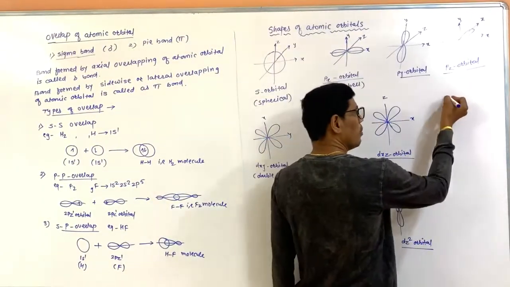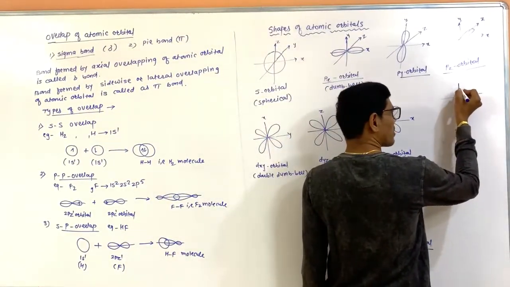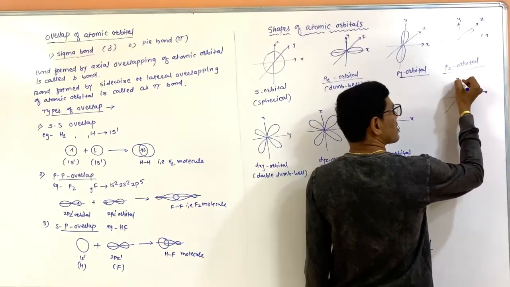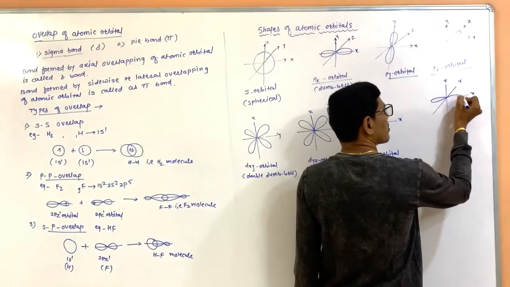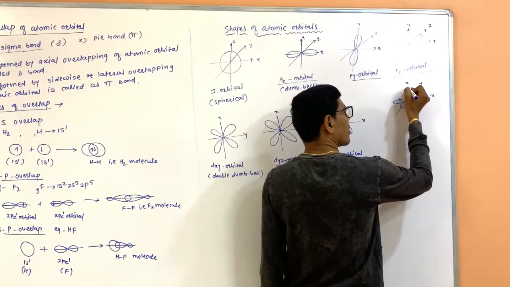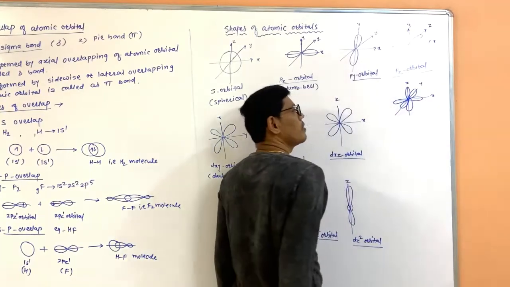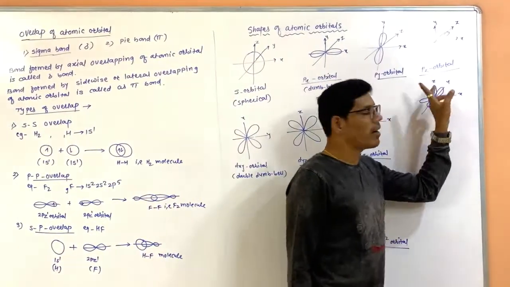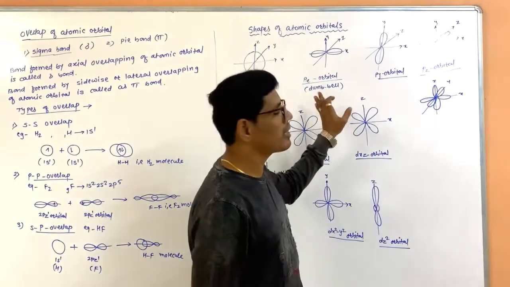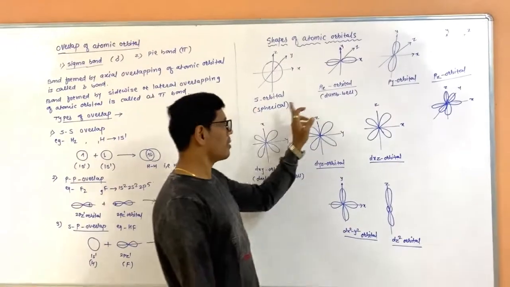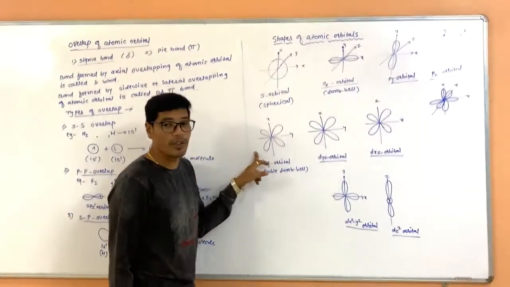There are three such orbitals, and we can also draw them combined. See, like this: x, y, z. This is Px, this one is Py, and this one is Pz. So we may show in one diagram Px, Py, and Pz together. So the shape of the P orbital is dumbbell. The shape of the S orbital is spherical. S stands for sharp, P for principal. Now D stands for diffuse.